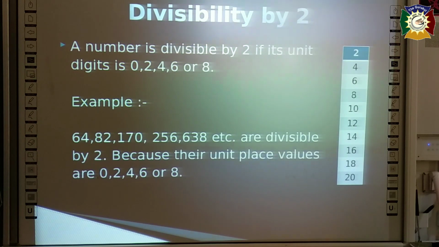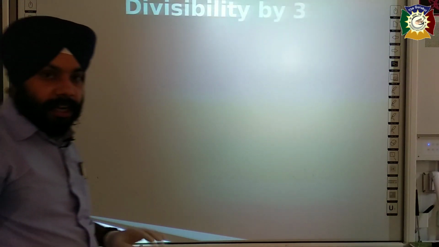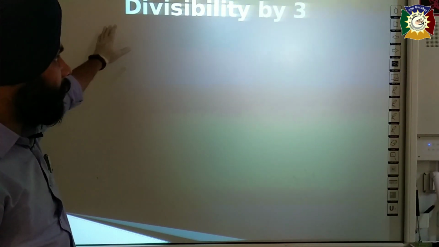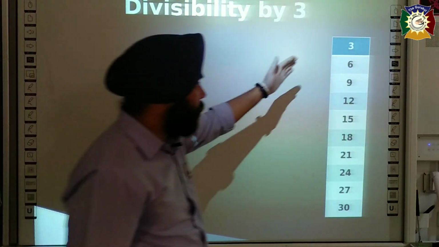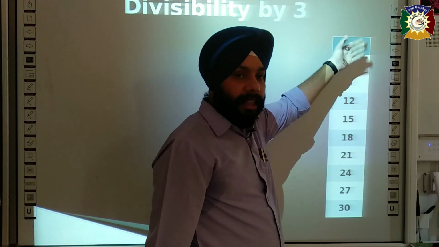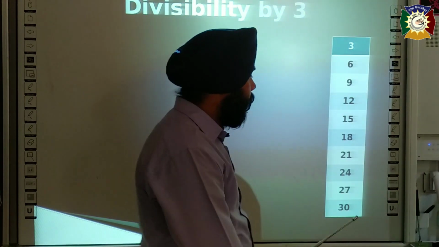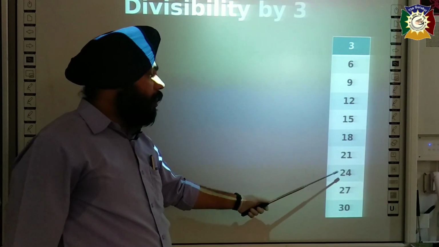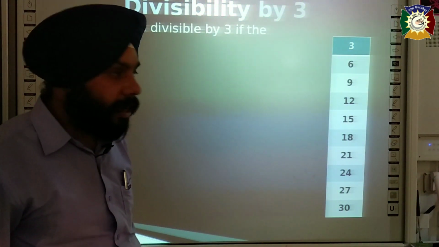Next, we see the divisibility rule by 3. Again, look at the table of 3: 3, 6, 9, 12, 15, 18, 21, 24, 27 and 30.